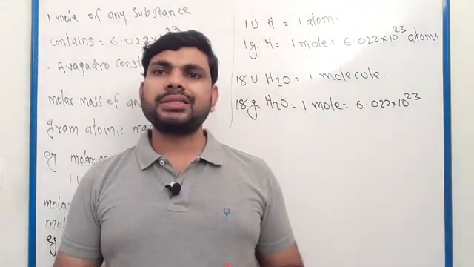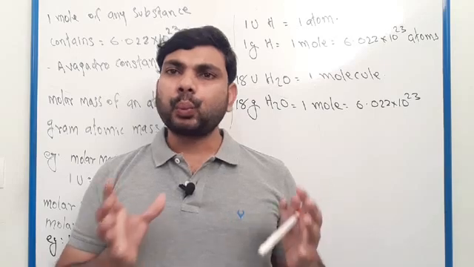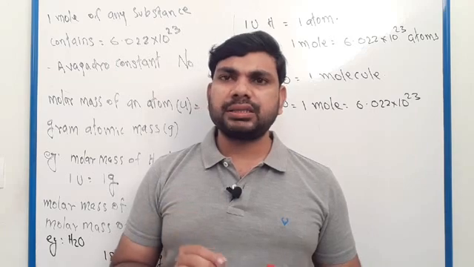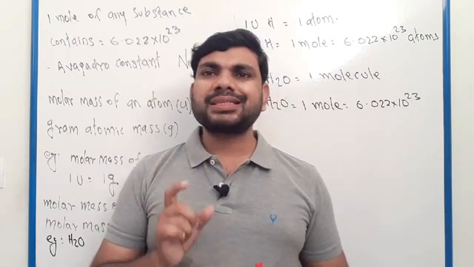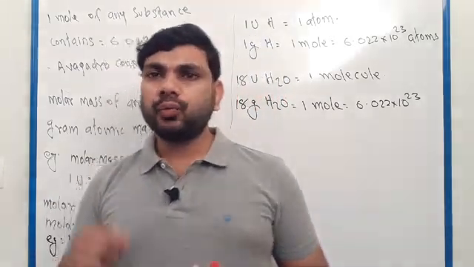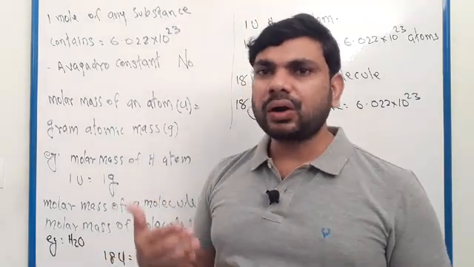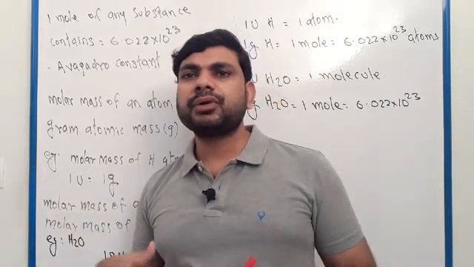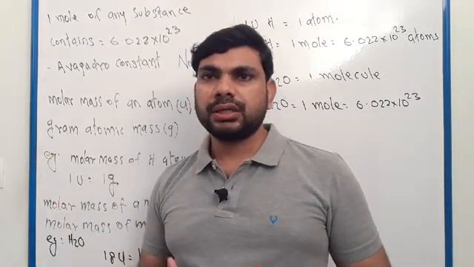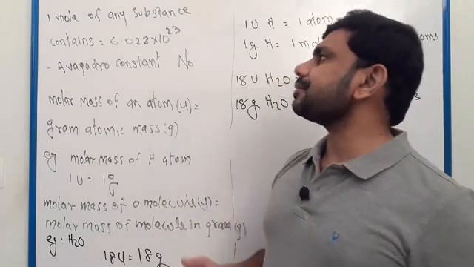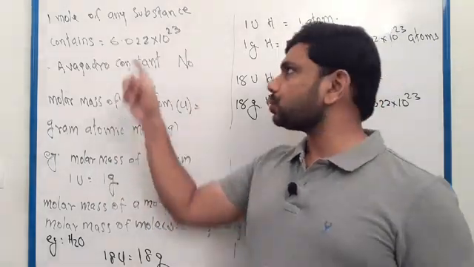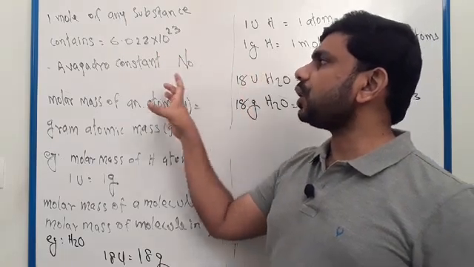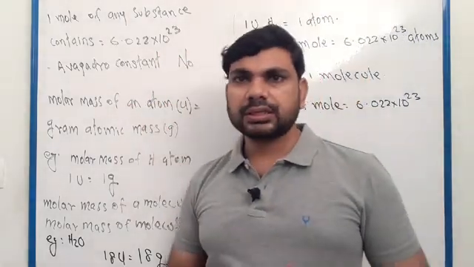Okay, we know mole is a unit. It helps to measure very small quantity. So here we have to understand that 1 mole of any substance always contains 6.022 into 10 power 23 particles. This number is called Avogadro constant.